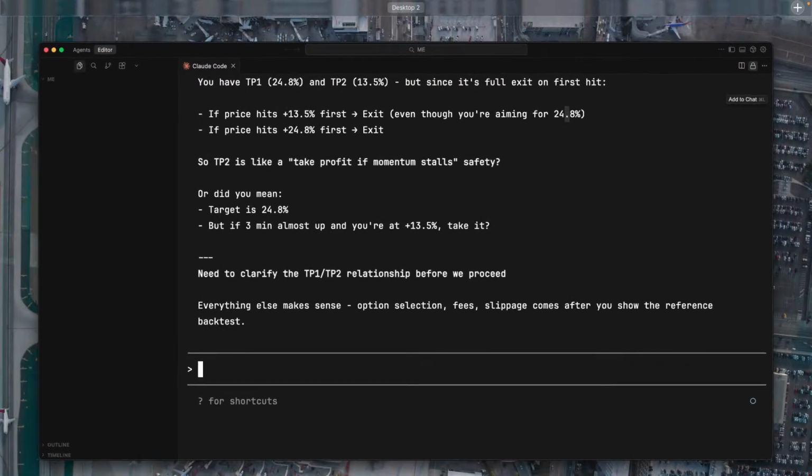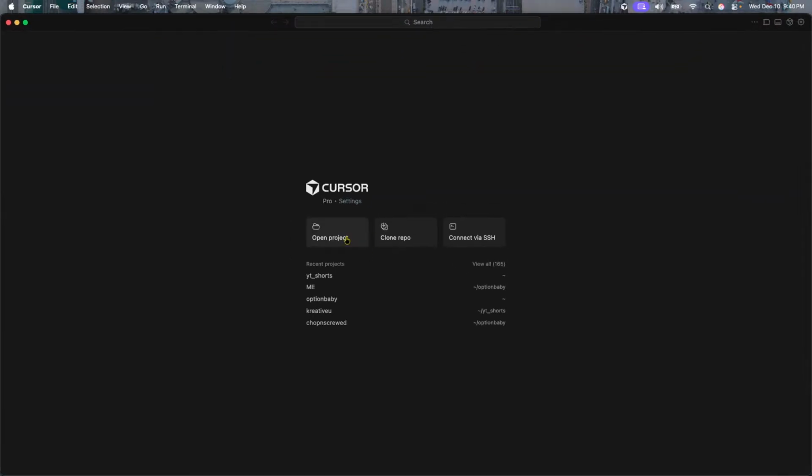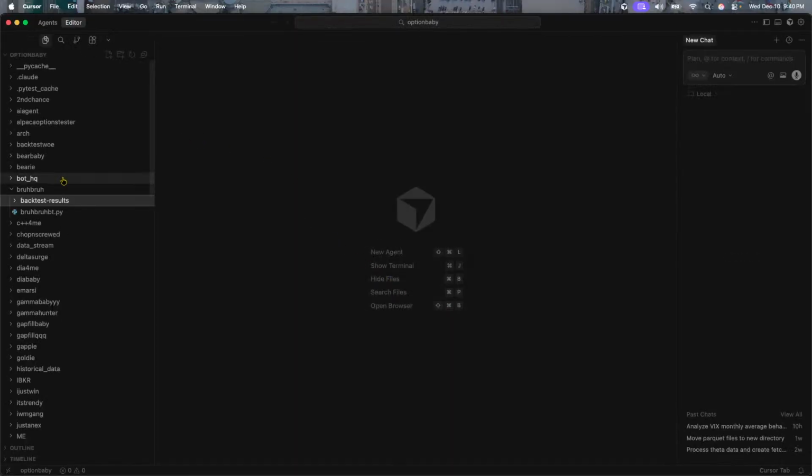All right, let me grab the reference backtest now. What I need to do is open up another folder and go to a couple of other backtests in order to really run this. We're going to be running our backtest using Python. So I'm going to grab a couple of reference backtests in order to show Claude Code how to do this.